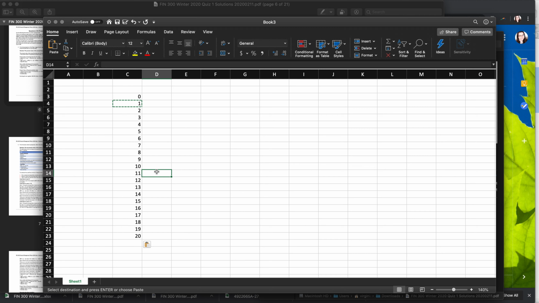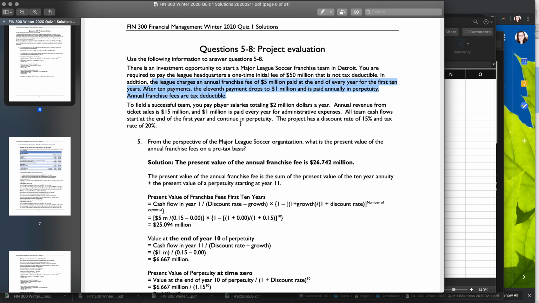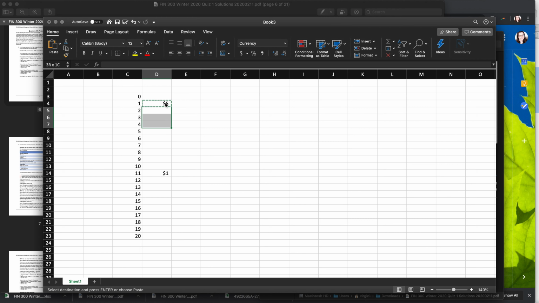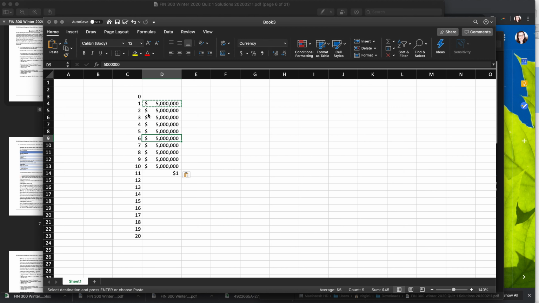Okay, so the perpetuity is going to start here, and then we're going to have $5 million payments. You can put it in dollars or millions, it doesn't really matter. Let's make it accounting. Let's also make that accounting. And this goes on for perpetuity.